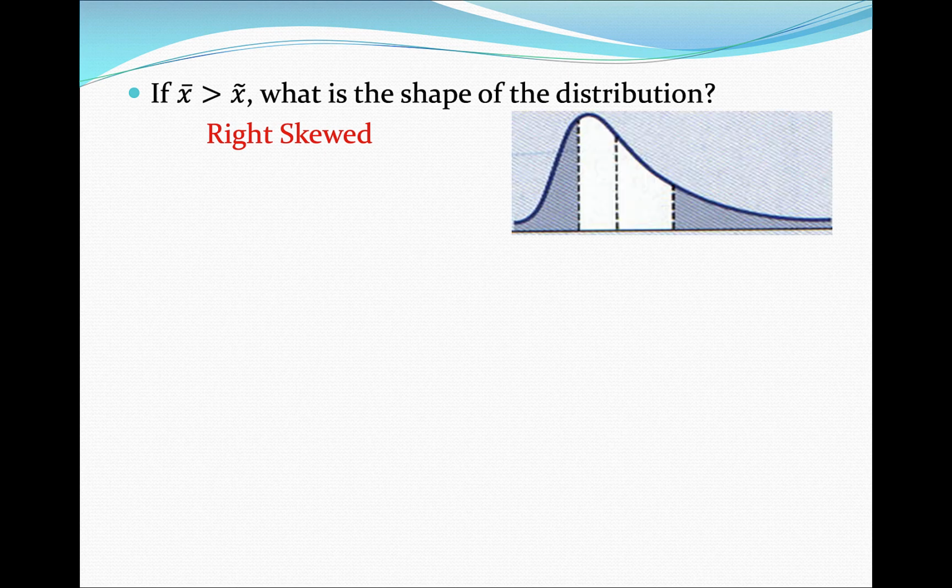Think about the picture of a right skewed distribution. This isn't the best picture, and the markings on there really don't mean anything, but this is a right skewed distribution. So what will happen is the median will divide the distribution in half. Exactly half your data will be below the median, and exactly half your data will be above the median. The mean, however, works differently. The mean is the numerical balancing point of the distribution.